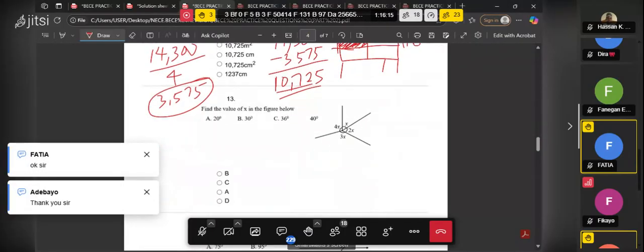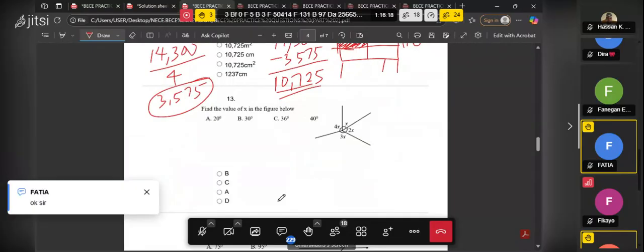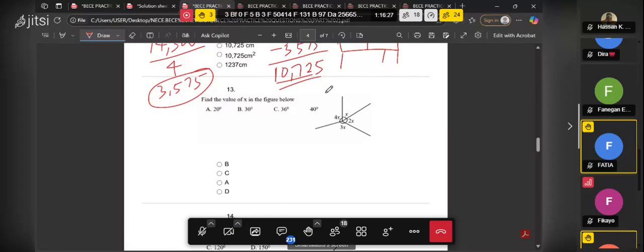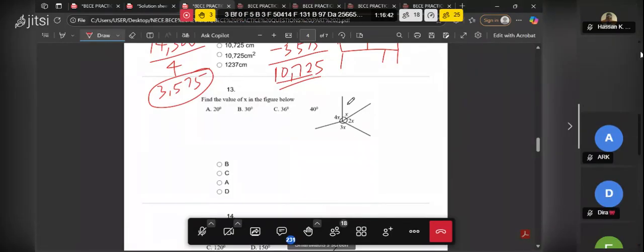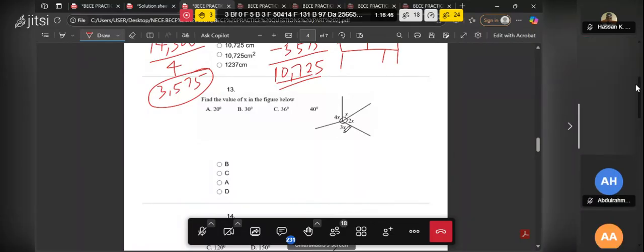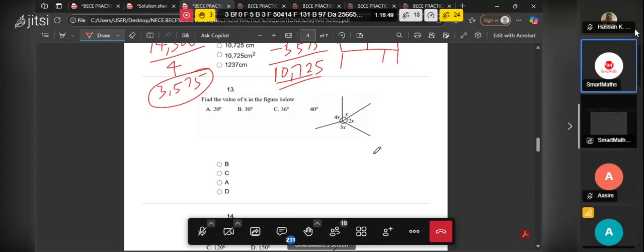Question 13. Find the value of x in the figure below. This is angles at a point. You can see all the angles there are surrounding a particular point. So how do we do this? The sum of angles at a point adds up to 360 degrees. That means the addition of all the angles we have there will be equal to 360 degrees.